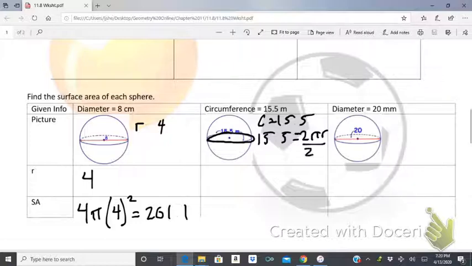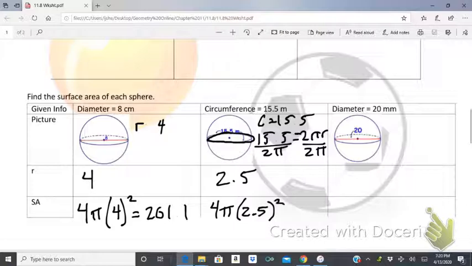So I'm going to divide both sides by 2 pi. So I'm going to end up getting r equals 2.5. So 15.5 divided by 2, hit the enter button, and then divided by pi, hit the enter button, and you get 2.5. Now all we're going to do is find the surface area of this, so it's going to be 4 times pi times the radius, 2.5 squared, and that's going to equal 78.5.